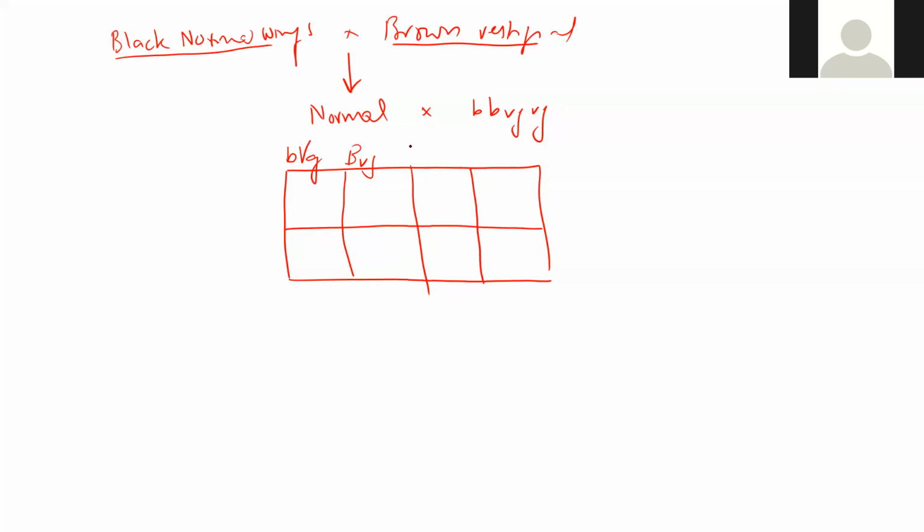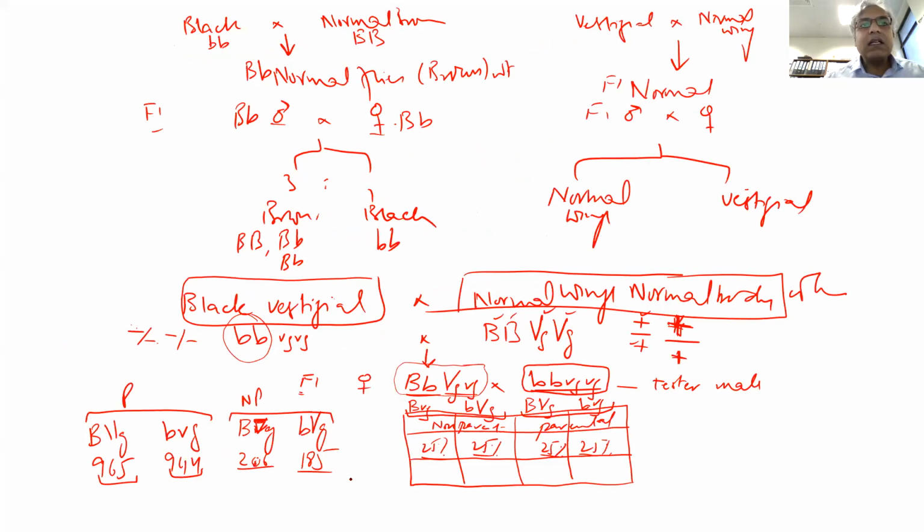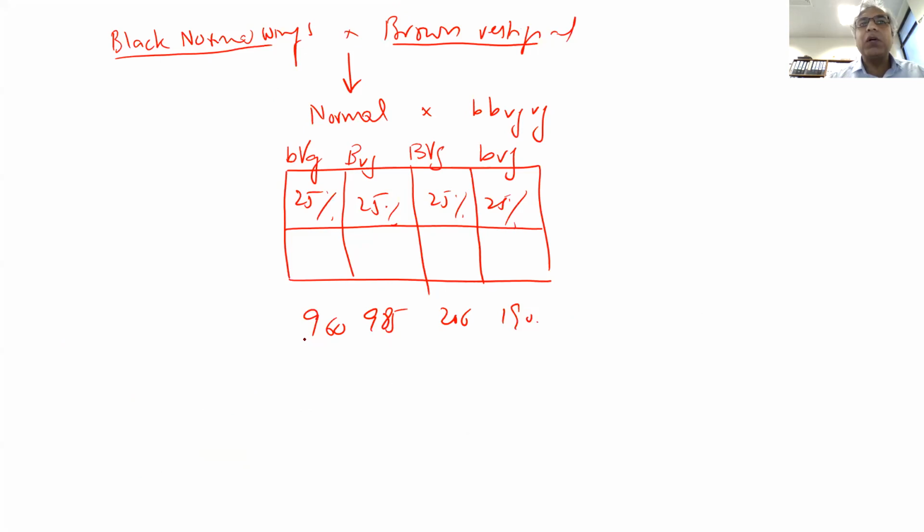Capital B, capital VG, and small b and small vg. What they discovered: they thought maybe we should again get 25%, because we are now bringing mutant alleles from different parents. But the numbers were again more or less the same, the parentals were 960, 985, and the non-parentals 206 and something like 190 or 180, whatever. Which means the results they are getting are not an artifact. They are absolutely right. They are both more or less the same numbers.